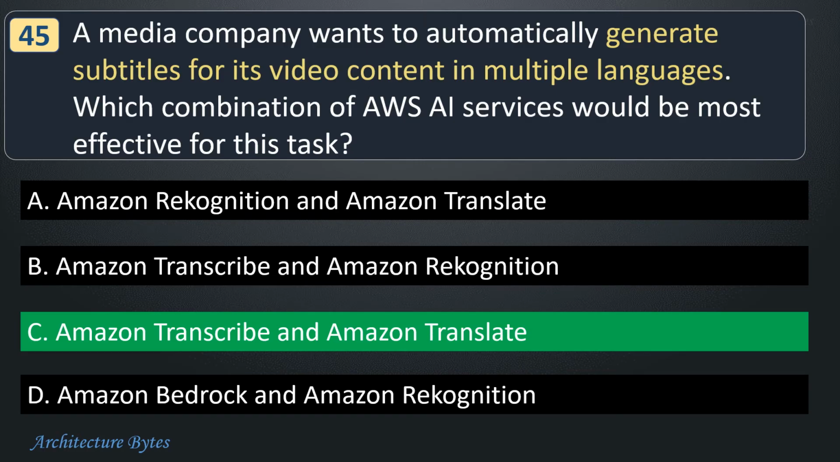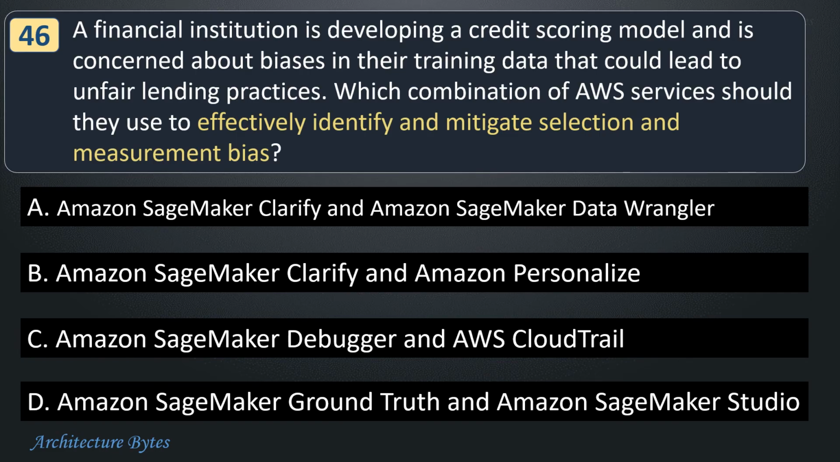A financial institution is developing a credit scoring model and is concerned about biases in the training data that could lead to unfair lending practices. Which combination of AWS services should they use to effectively identify and mitigate selection and measurement bias? Our options are: A. SageMaker Clarify and SageMaker Data Wrangler. B. SageMaker Clarify and Amazon Personalize. C. SageMaker Debugger and AWS CloudTrail. Or D. SageMaker Ground Truth and SageMaker Studio.